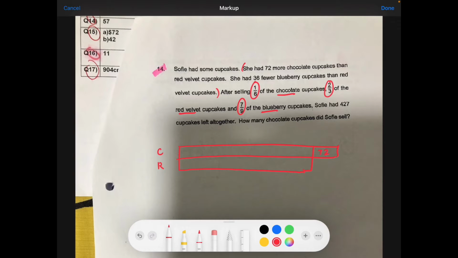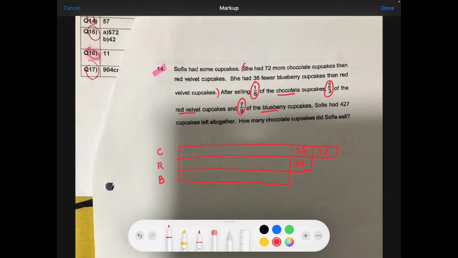After that, we have she had 36 fewer blueberry cupcakes than red velvet cupcakes. So I will have another one, the third type, 36 lesser. So I'm going to draw it to be lesser. Naturally, this one will be 36, and you need to make sure that this is also the box on top that you can actually cut. So right now you have 3 equal units, two sets of 36 and one set of 72.